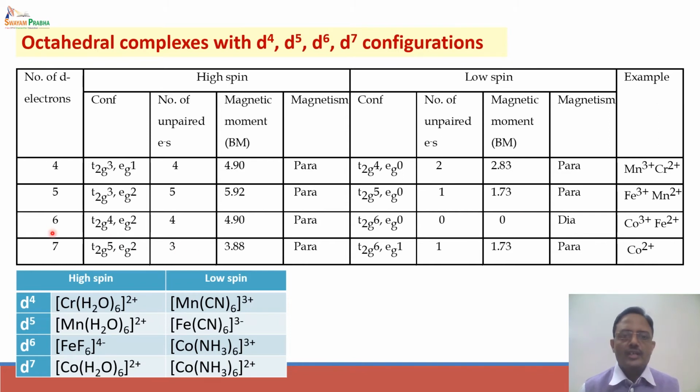While in case of d6 system, the configuration is t2g6. All the 6 electrons have been paired up and there is no unpaired electron, hence the magnetic moment is 0. The substance behaves as a diamagnetic substance. And in case of d7 system, there is 1 unpaired electron in eg. As a result, the magnetic moment is 1.73 Bohr magneton, and again it is paramagnetic. So most of them are paramagnetic except the d6 low spin state.